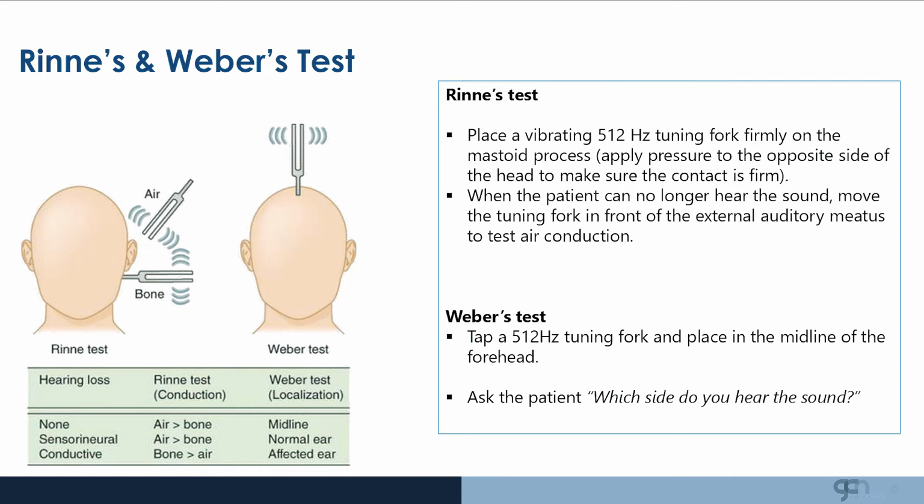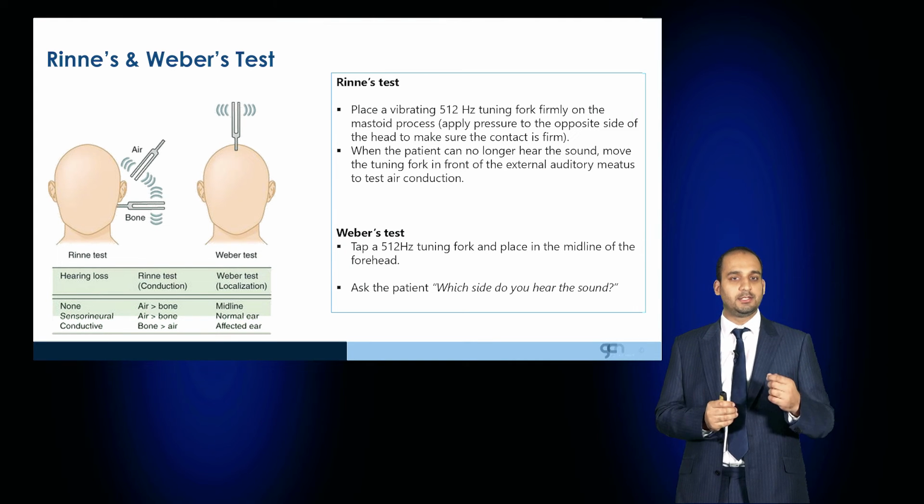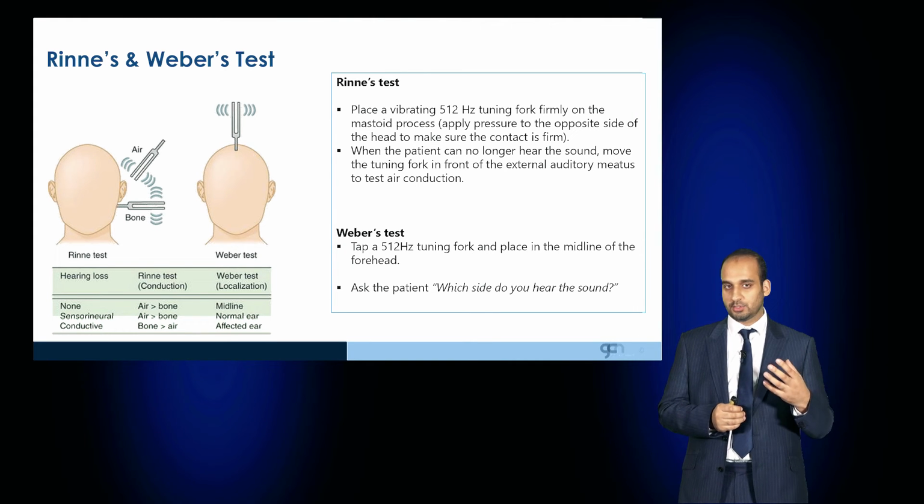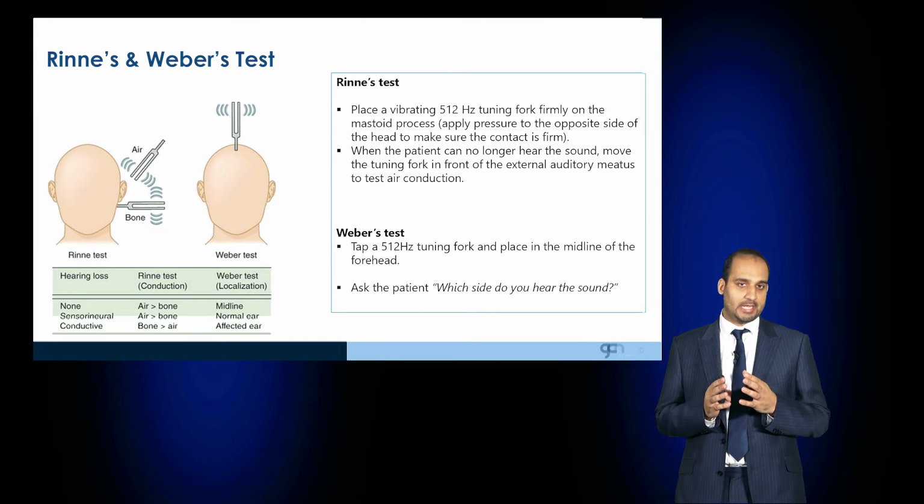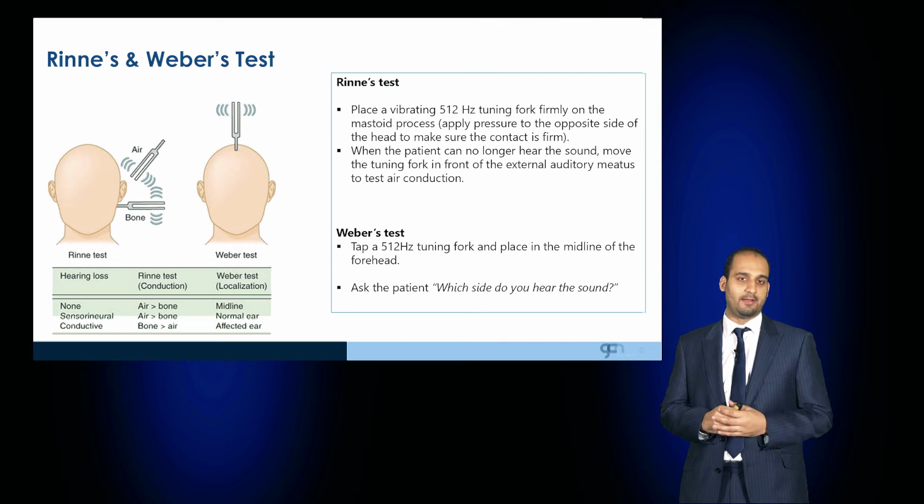In terms of interpreting this test, in a normal patient, air conduction would be better than bone conduction in the Rinne's test, and in the Weber's test, the sound should localize to the midline equally in both ears. In sensorineural hearing loss, air conduction would be better than bone conduction in the Rinne's test, but the Weber's test would cause sound to localize to the normal ear. In conductive deafness, bone conduction would be better than air conduction in the Rinne's test, and in terms of the Weber's test, the sound will localize towards the affected ear.